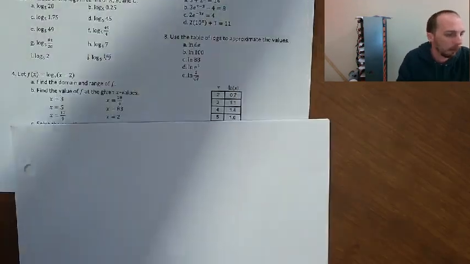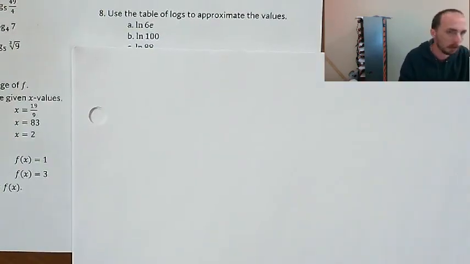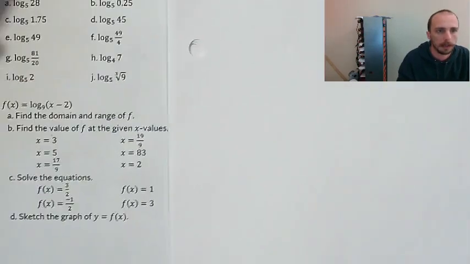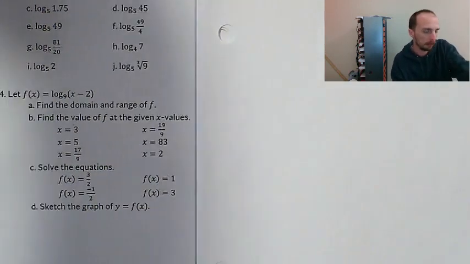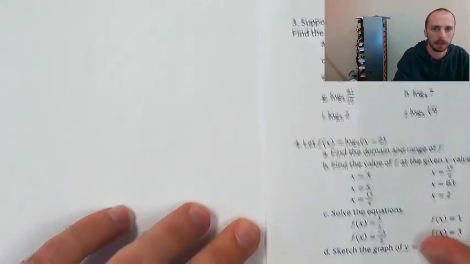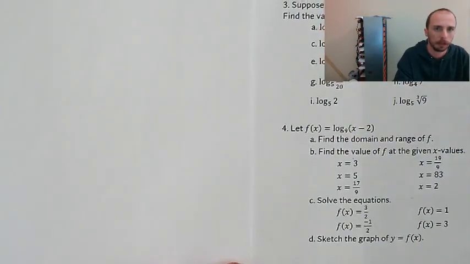All right. Zoom back in here. All right, number 4. We're going to let f of x equal the log with base 9 of x minus 2. And I think I can actually reverse this so that that is sitting right down there at the bottom. Yeah, perfect.